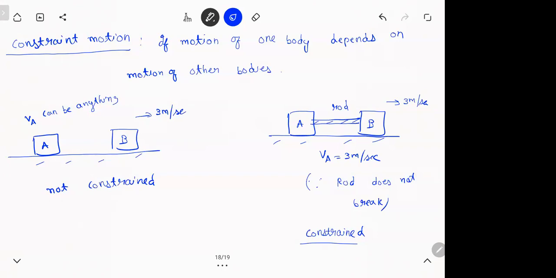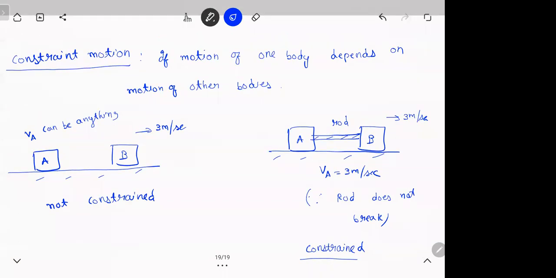Next one. So how do we solve this? Method 1. You can also say constrained meaning restricted. So when you say, how do you solve this? Method 1. In method 1, the concept is that the length of the string is constant.